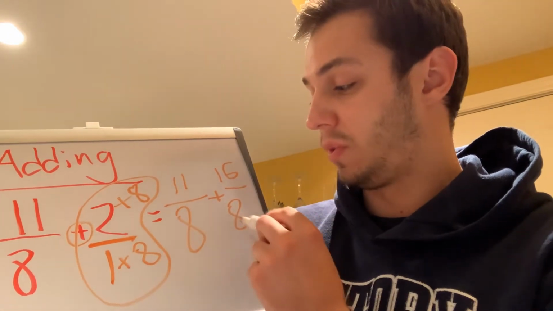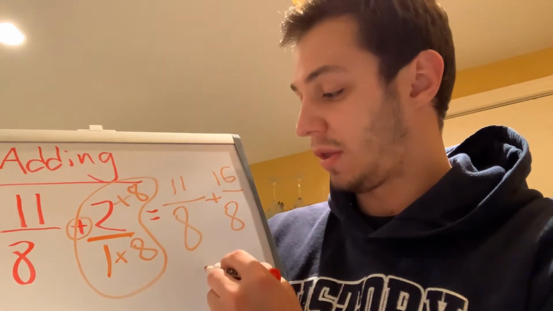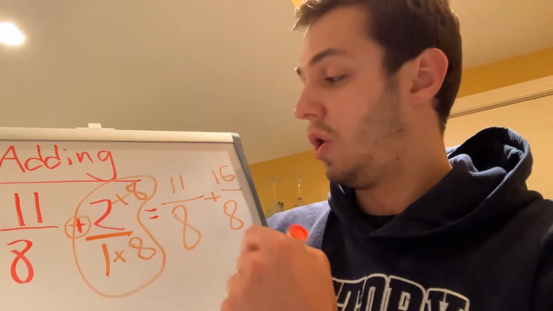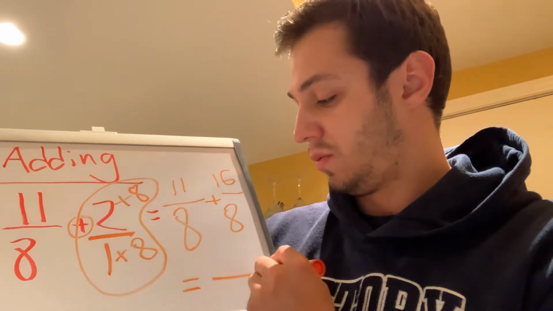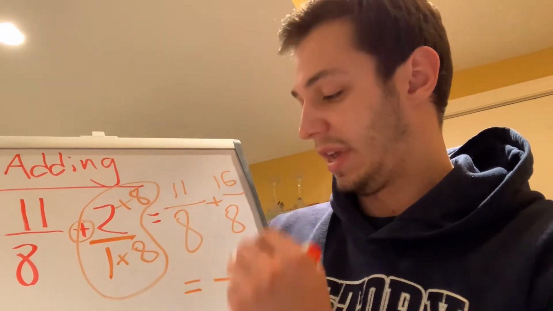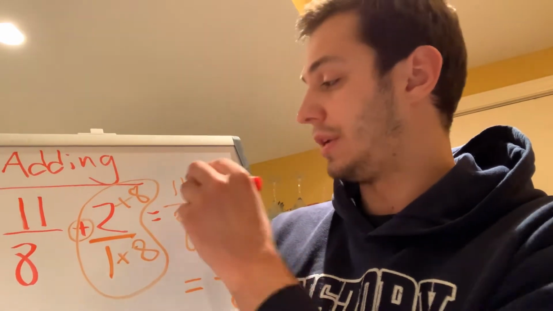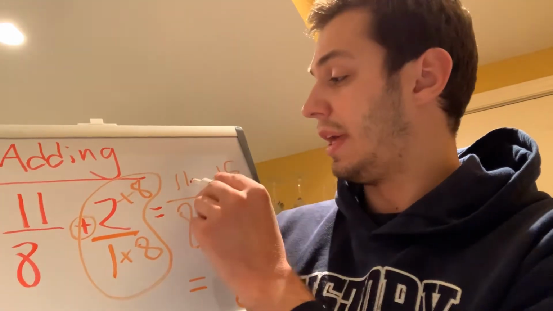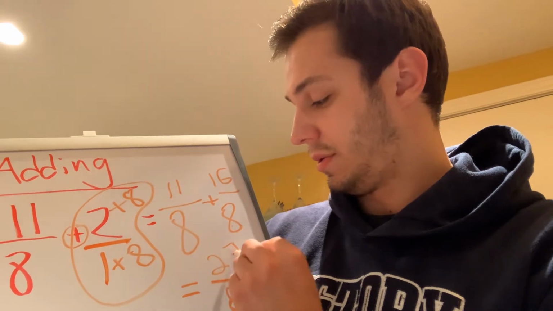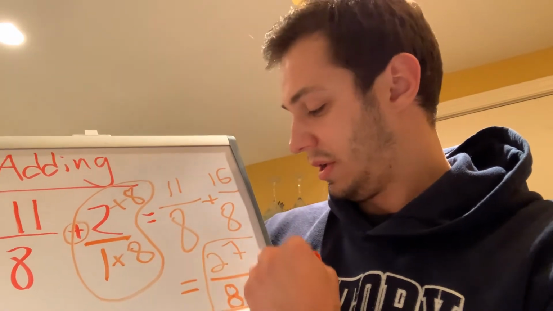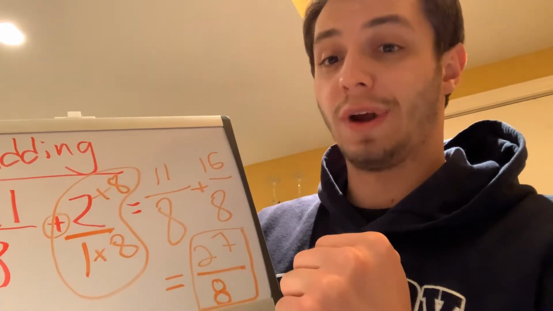Both of the bottom numbers are the same. And we've talked about that when we add fractions, only the top number will change. So my answer will be, the bottom number will stay as 8. And the top number is going to be a simple 11 plus 16, which gives me 27. So my answer is 27 over 8.